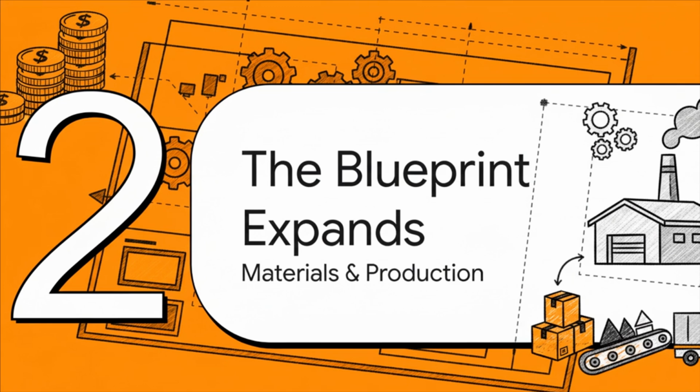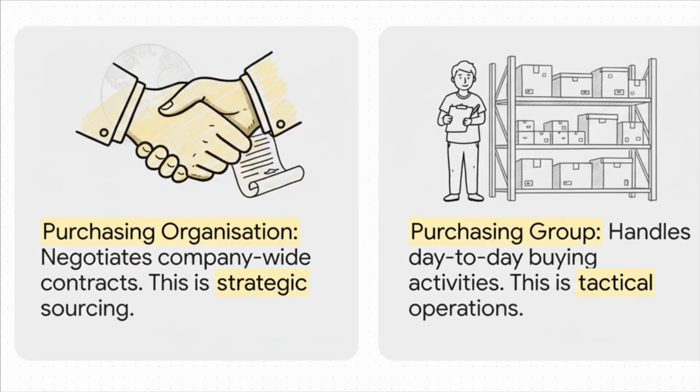Okay, our financial foundation is poured and set. Now it's time to start building upwards. Let's move from the world of balance sheets into the physical world of operations. You know how things are actually bought, made, and stored. When it comes to buying stuff, SAP makes a really smart distinction. You've got the purchasing organization, which is all about strategy. These are the people negotiating the huge company-wide contracts for things like steel or tires.